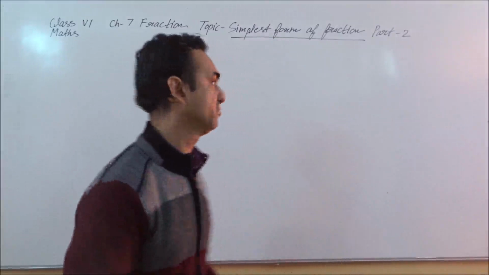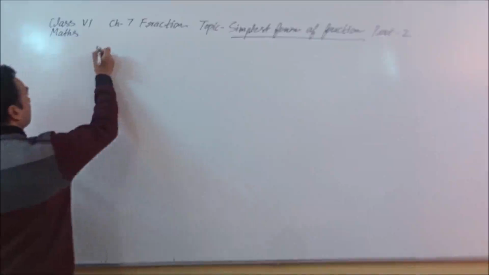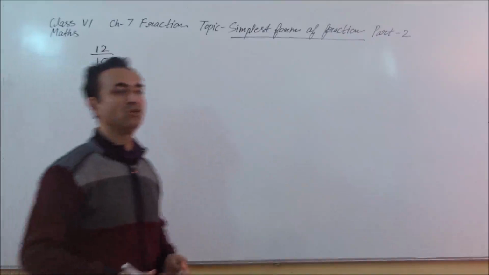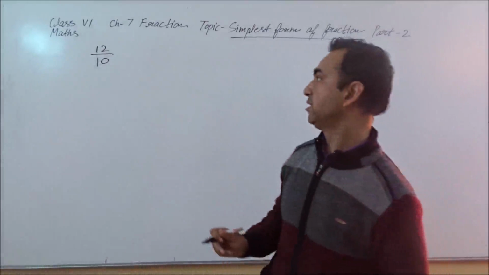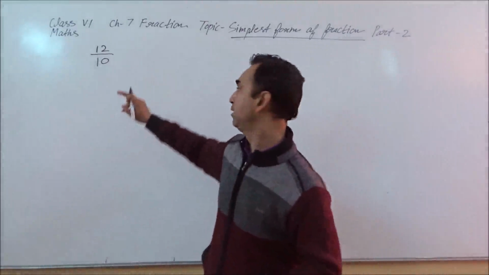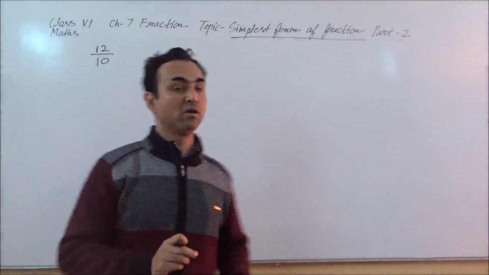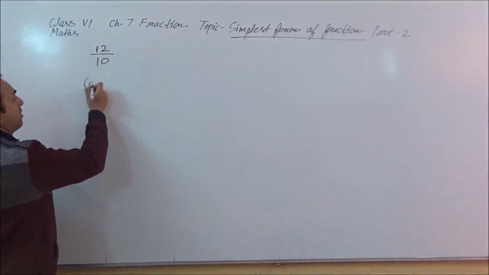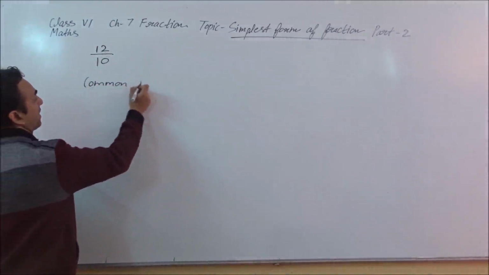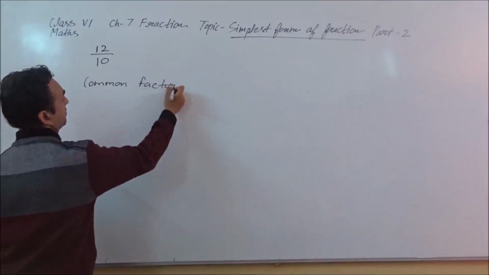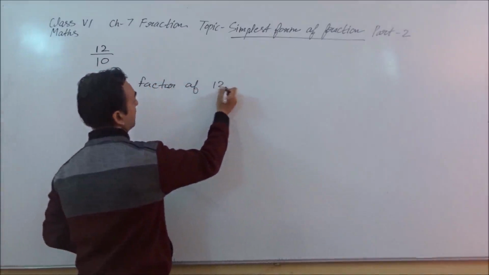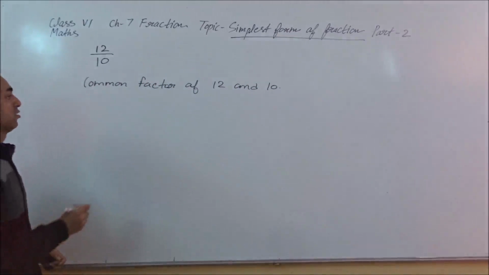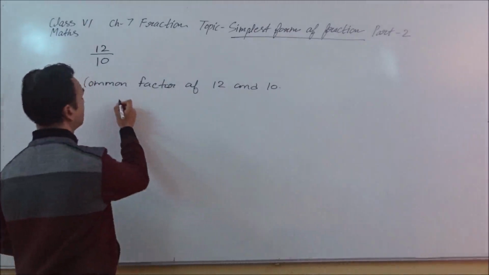Simplest form of a fraction means, suppose you take a fraction 12 upon 10. In this fraction, there is a numerator 12 and a denominator 10. So, can you check the common factor of 12 and 10? What is the common factor of 12 and 10?